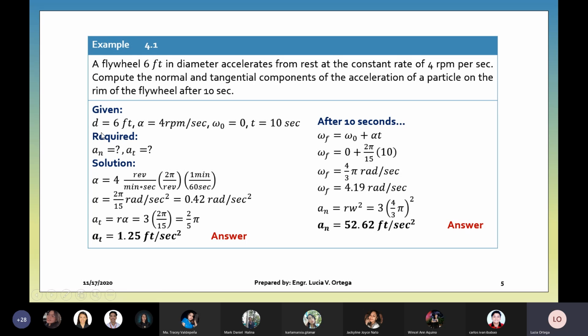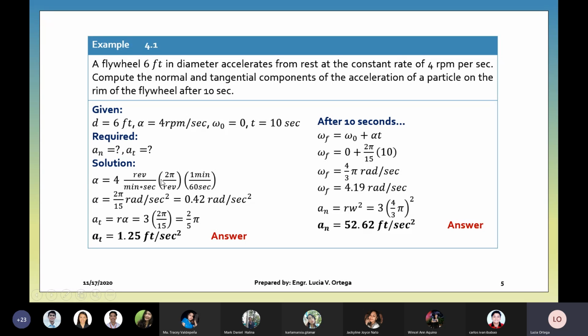Okay, so given in the problem is the diameter, which is 6 feet. Alpha is 4 revolutions per minute per second. Initial angular velocity is 0 since it starts from rest. And the time is 10 seconds. So the required are the normal and the tangential accelerations.